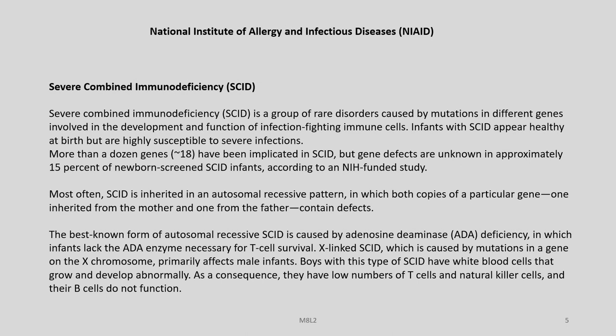The best known form of autosomal recessive SCID is caused by adenosine deaminase, or ADA, deficiency, in which infants lack the ADA enzyme necessary for T cell survival. X-linked SCID, which is caused by mutations in a gene on the X chromosome, primarily affects male infants. Boys with this type of SCID have white blood cells that grow and develop abnormally. As a consequence, they have low numbers of T cells and natural killer cells, and their B cells do not function.